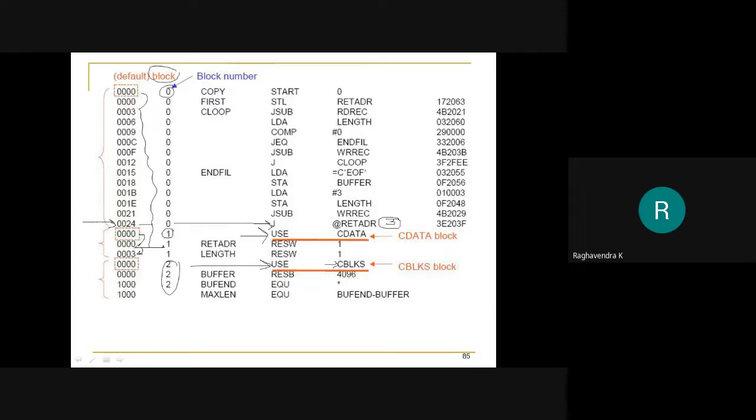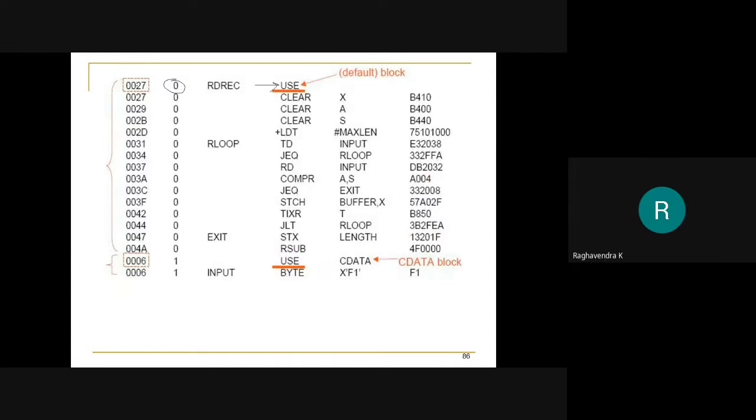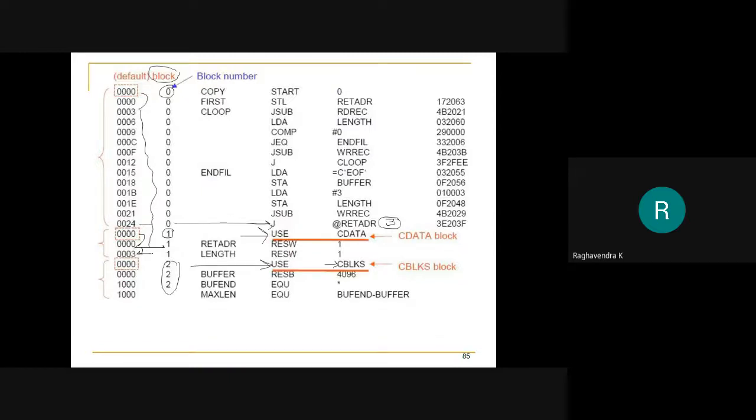So 24 plus 3, how much? 27. Got it? Okay, so it is now continuing. So block 0 is continuing until what? Until you come across one more assembler directive. So previously when it was stopped, check. It was stopped at 3.